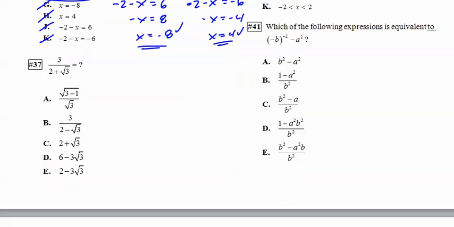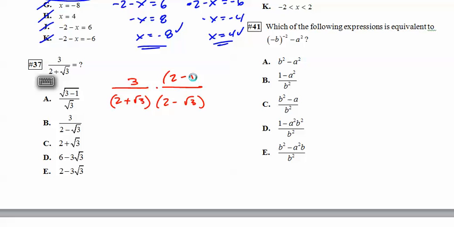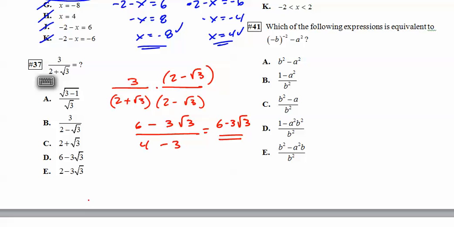This is a radical problem. We multiply by what's called the conjugate, which is 2 minus √3, because the middle terms drop out. We can't just multiply by anything. We're multiplying by 1. So on top I get 6 minus 3√3. On the bottom we get 4 minus 3, which is 1. 6 minus 3√3. D.